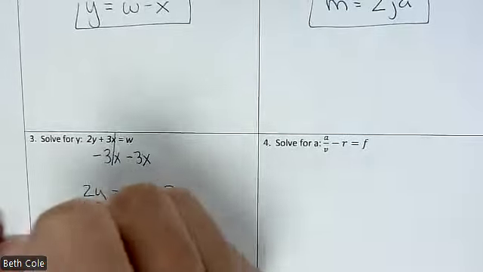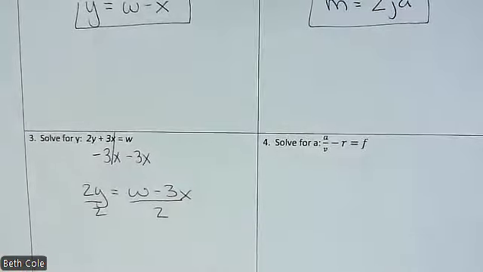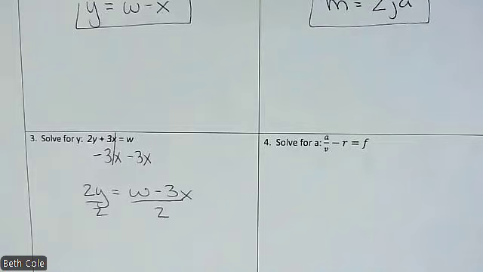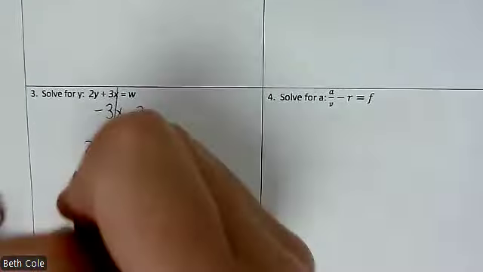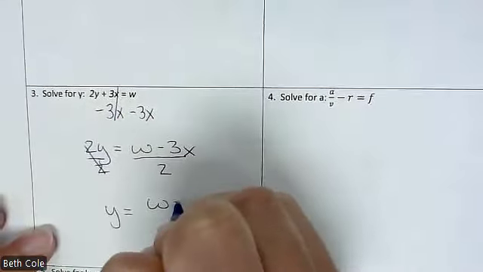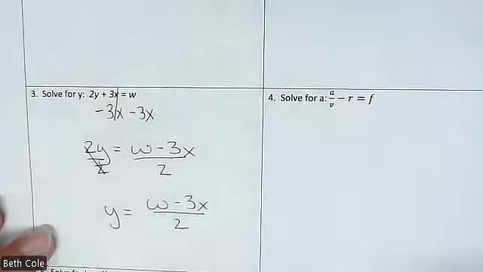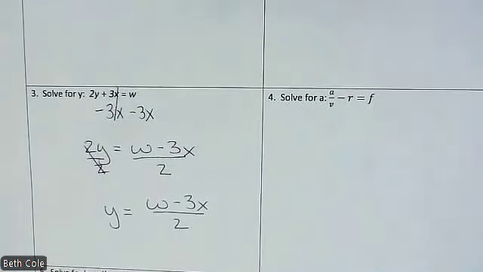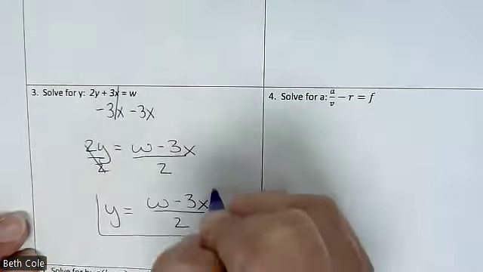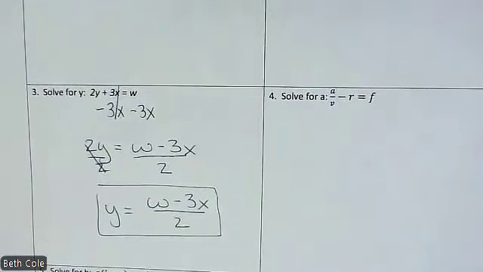Good. Divide by 2. And w minus 3x over 2, guess what that is? W minus 3x over 2. Are you okay back there? Okay. Like literally just don't do anything. That's it. You are just rearranging. They're like little puzzles where you just rearrange it. You're not actually doing any math, really.